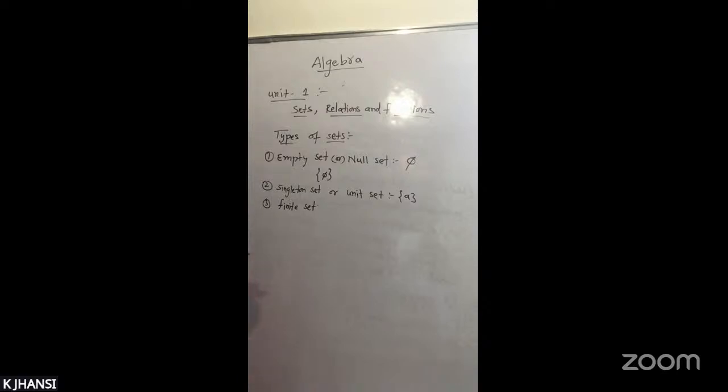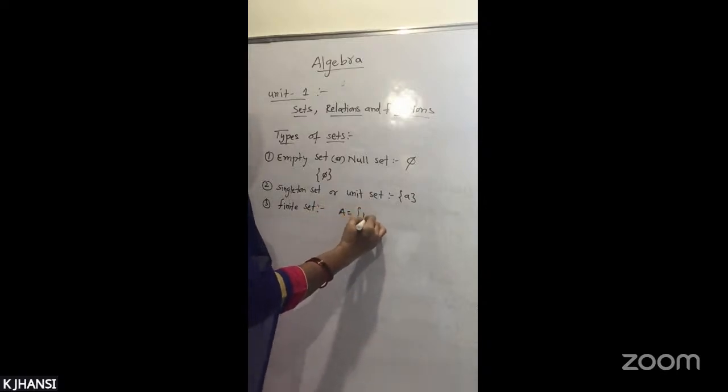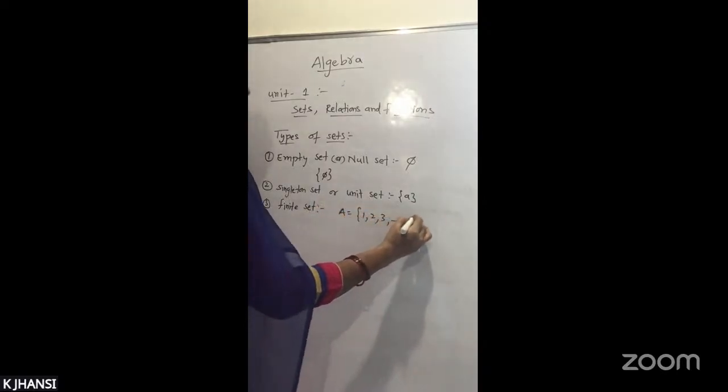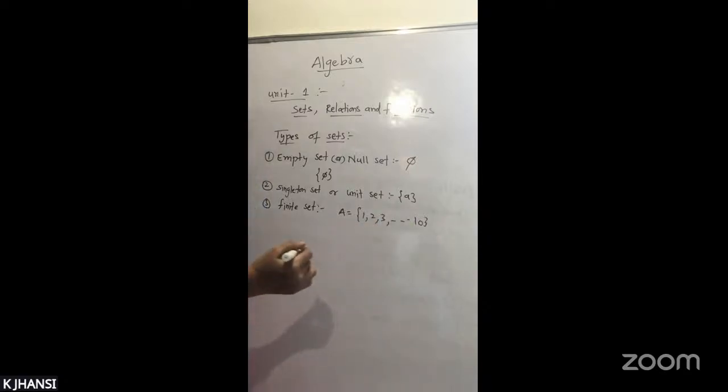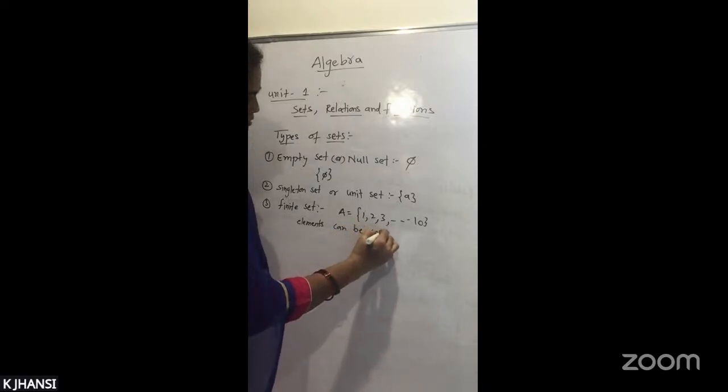Finite set means whatever the set is, if it has a finite number of elements in it, then we call that set a finite set. You can represent it like this: set A is equal to {1, 2, 3, up till 10}. In this, we can count the elements. Elements can be counted.